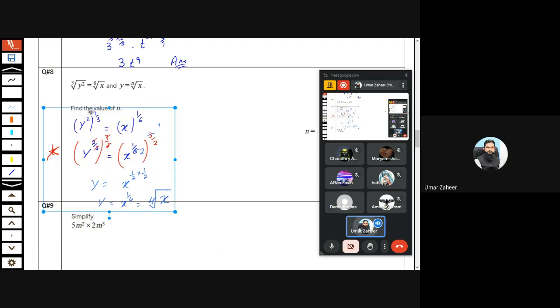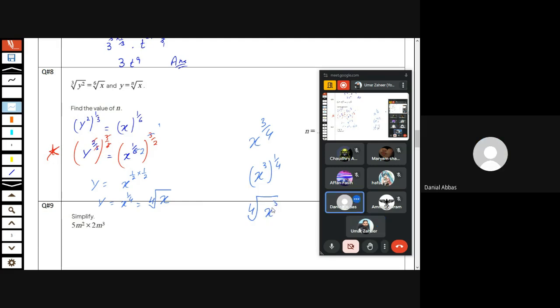Sir, what if it is x to the power of 3 by 4? How can we write it in root form? For 3 by 4, you just have to break it: x cubed, and take the 1 by 4 outside. So it will be the fourth root of x cubed. So, sir, it means that when there is a number other than one in the numerator, we cannot write it in root form? There only has to be one number.